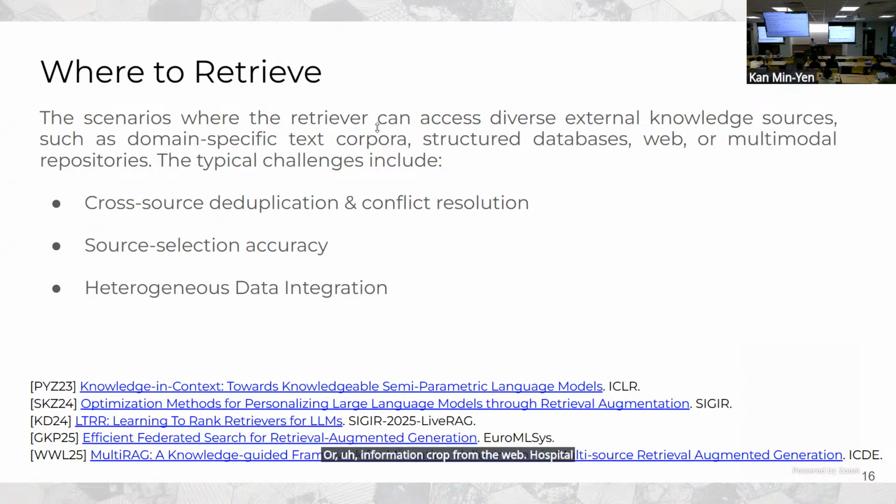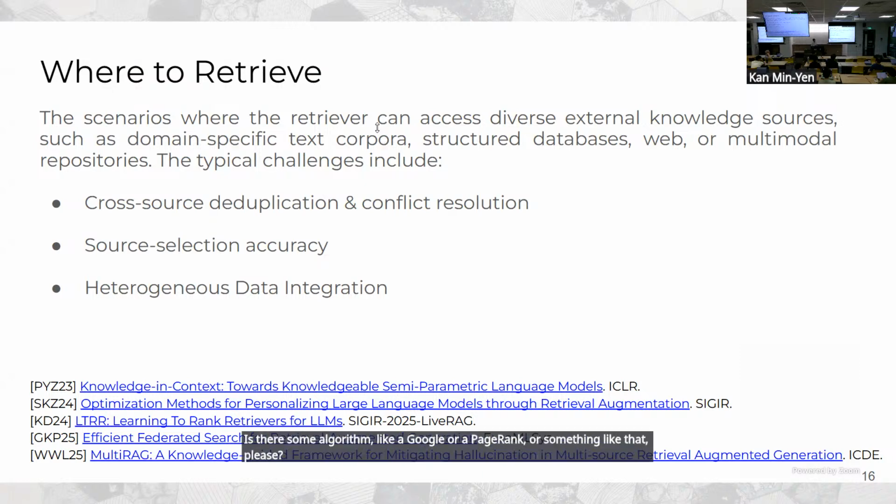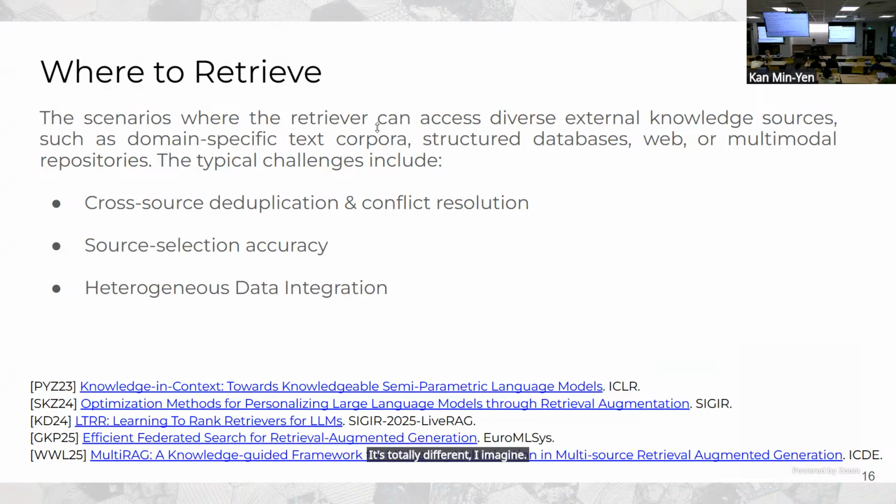Kind of resources. Is there some algorithm like Google's PageRank or something like this? Put it here, or is it a totally different algorithm? You mean the algorithm for solving, yeah, because like with Google, which one is first, which algorithm sorts and ranks that? Is that similar or is it very different here?